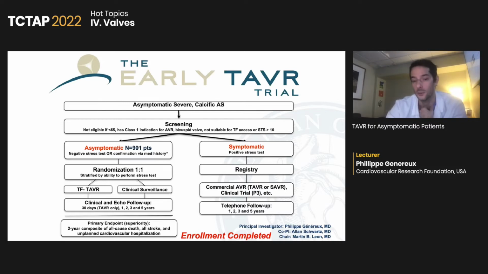We're also going to have a registry where, when the stress test was positive, we can see what will happen with those patients and match with the other population. So very exciting data will come from early TAVR, and we'll see how it's turned out. So thank you for your attention, and it's a pleasure to be among you guys.